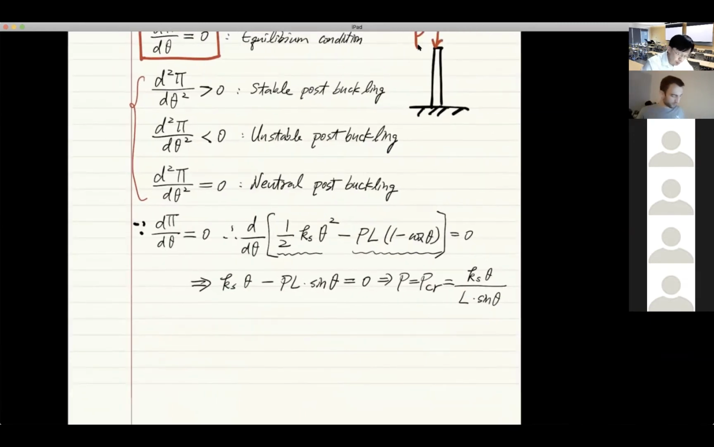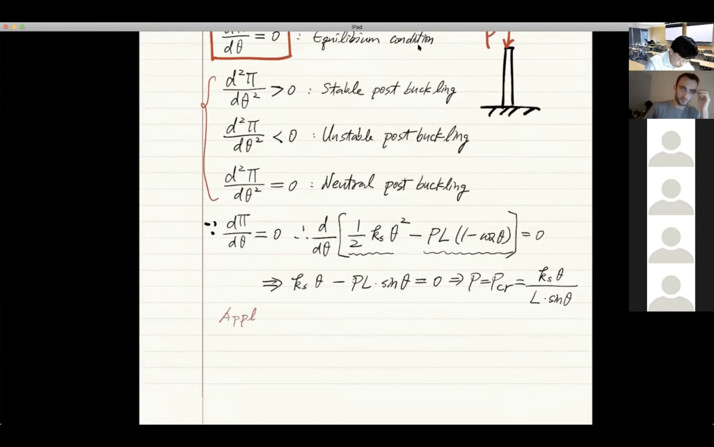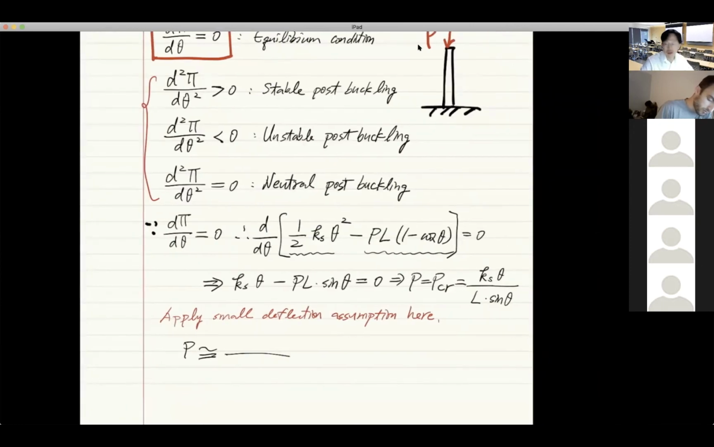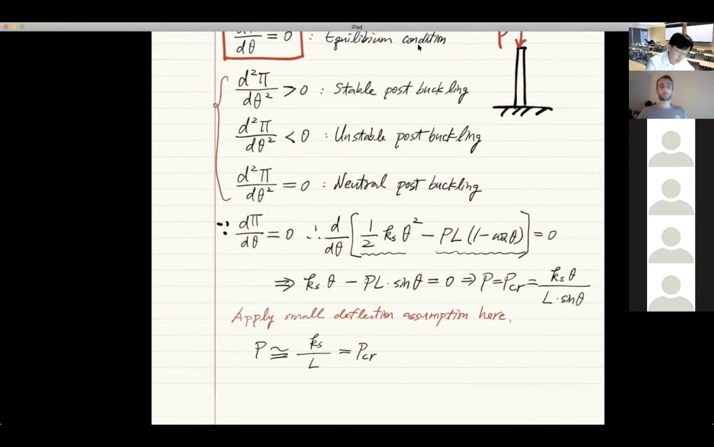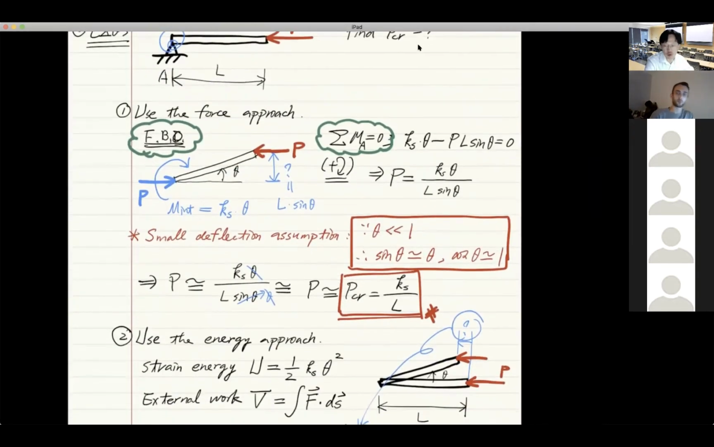So similarly, if we apply the small deflection assumption here, you know that P is approximated to this expression, by letting theta be theta itself and sine theta be approximated to theta, and that will cancel out thetas in both numerator and denominator. So this whole thing will simply become Ks over L, and that is the PCR for this problem. Of course, still the same as the one we found before by the force approach.